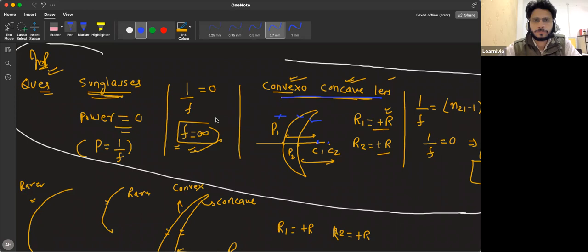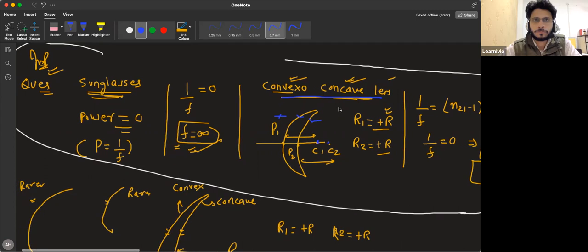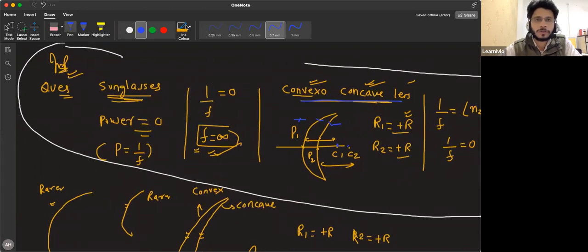Sir, minus N2 by U plus N1 by V is equal to N2 minus N1 by R. No, no, that's not the lens maker formula. That is the formula for a spherical refracting surface. That's not the lens maker formula. 1 by F is equal to 1 by R. No, that is for a mirror. It's not for a lens. Akshay, lens maker formula.